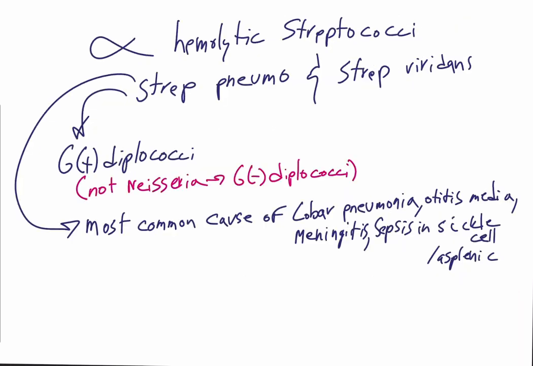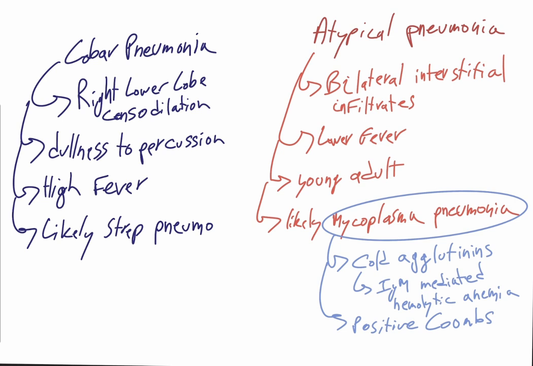In terms of alpha hemolytic streptococci, strep pneumo and strep viridans fit in this category. This shows a green zone on blood agar. Strep pneumo is a gram-positive diplococci. Don't confuse this with Neisseria, which is gram-negative diplococci. Strep pneumo is the most common cause of lobar pneumonia, otitis media, meningitis, and sepsis in sickle cell or asplenic patients. Now, in terms of lobar pneumonia, please know that right lower lobe consolidation is most common.